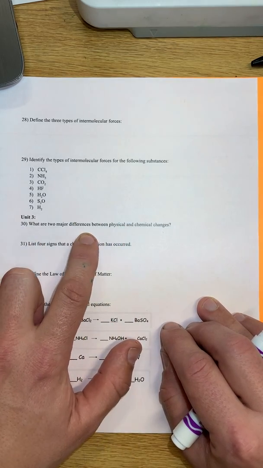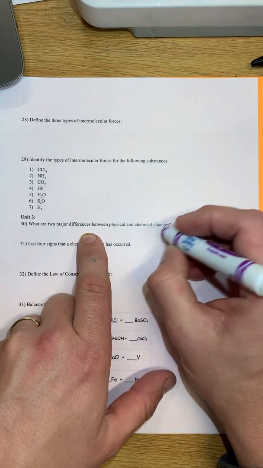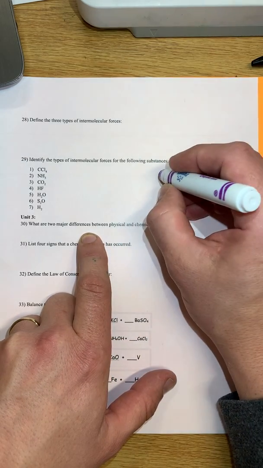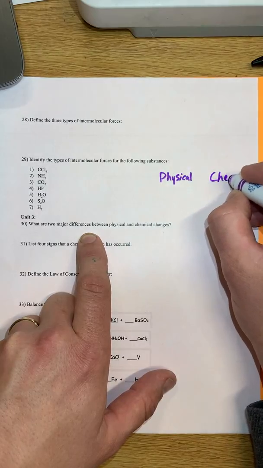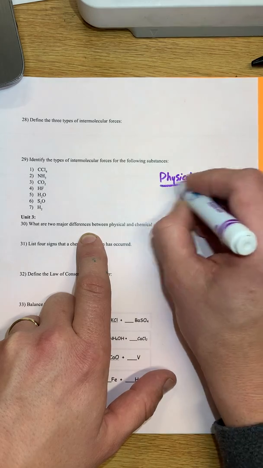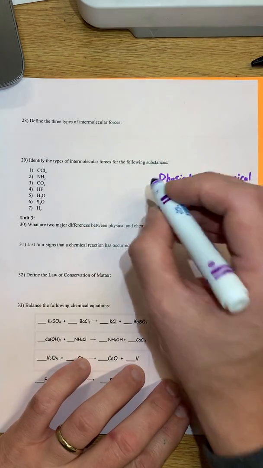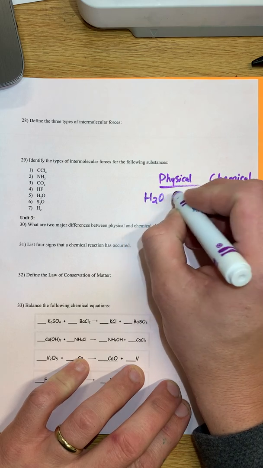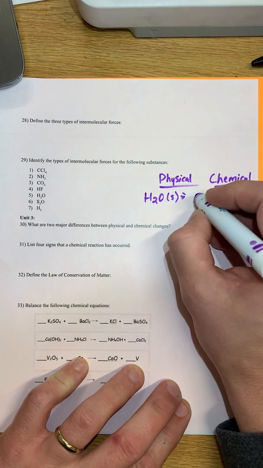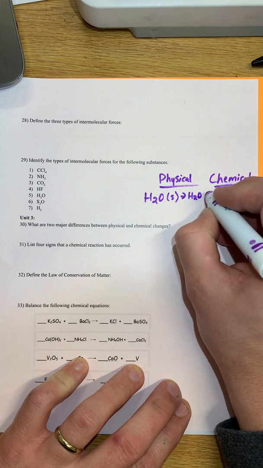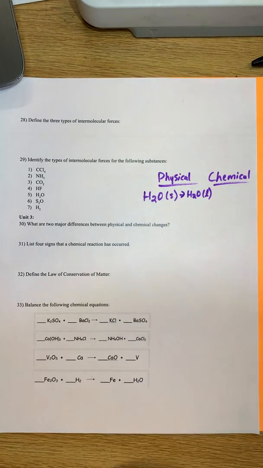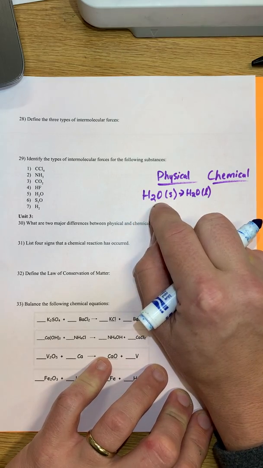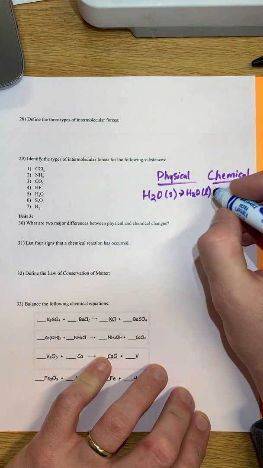So 30, what are the two major differences between physical and chemical changes? So I'm going to start this up here. We have physical and chemical. Okay, so what would be an example of a physical change? Well, maybe like melting water, H2O solid to H2O liquid. That would be a physical change because, as you can see, the structure of the formulas is not rearranged in any way, shape, or form. Hydrogen is not broken apart from oxygen, so there's no real change, okay?